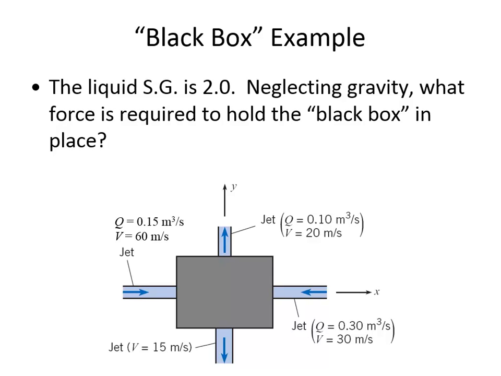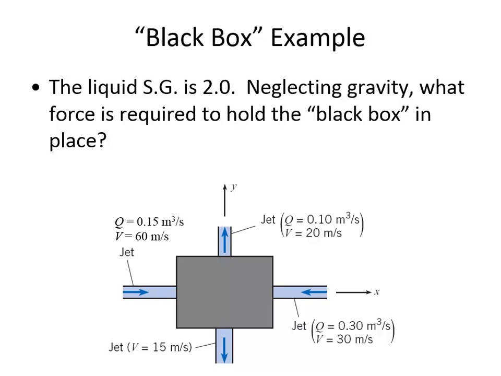All right. This is a combination of both the momentum equation and also continuity. You can see that we've got some black box. Inside of this black box is a series of vanes that we can't see, that we don't have to see, but it's redirecting flow. A jet of water comes in at 0.15 cubic meters per second and a velocity of 60 meters per second. There's another jet over here that's coming in with a higher flow rate, 0.3 cubic meters per second, but a lower velocity, 30 meters per second. It's coming in.